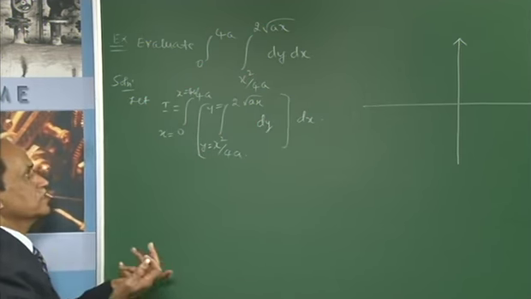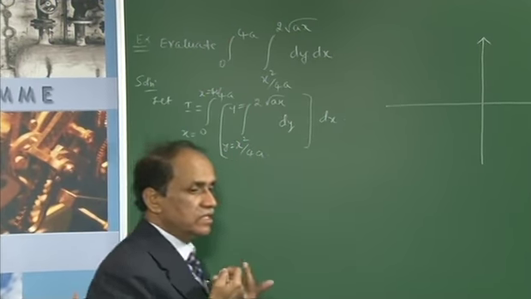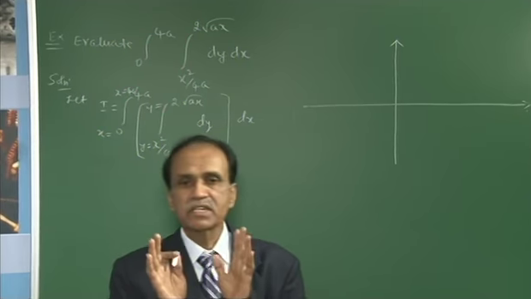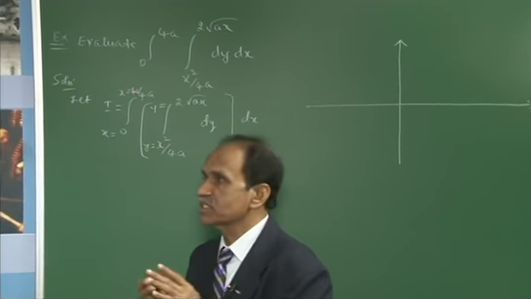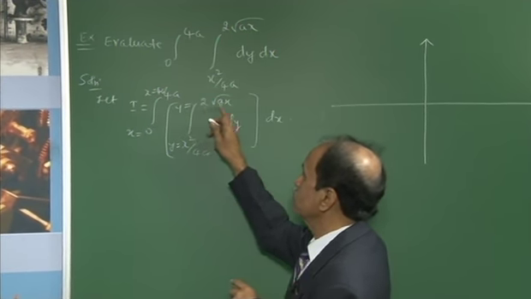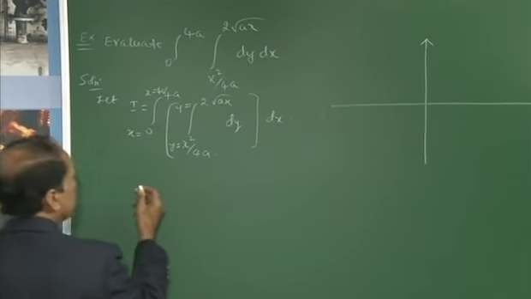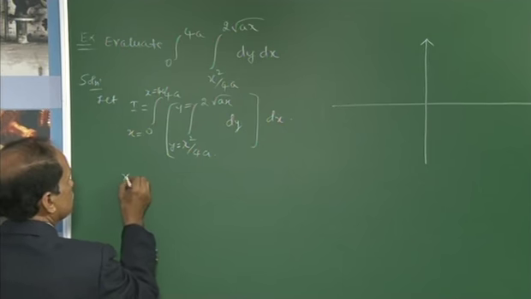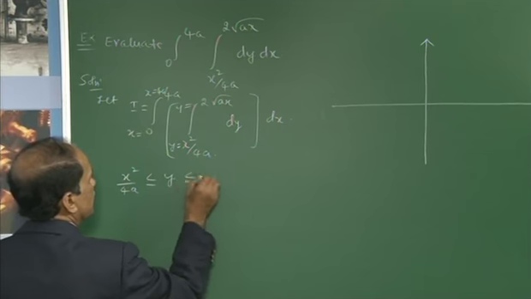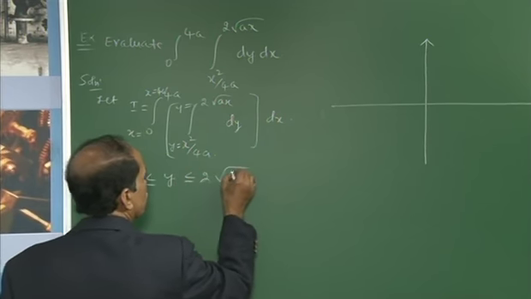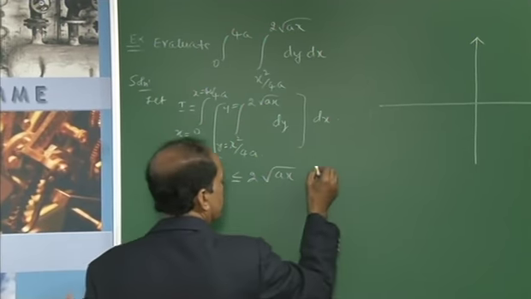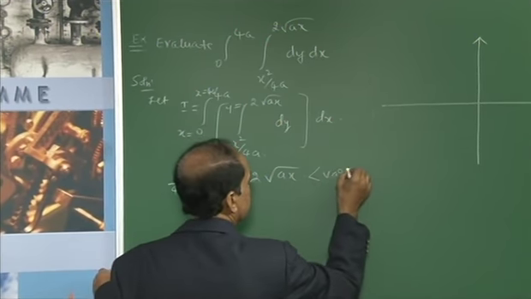In inequality symbols also you can represent these, both the double integral, even triple integral, even single integral also, by means of inequalities. For example, this x square by 4a and 2 root of ax, you can indicate like that: x square by 4a less than or equal to y less than or equal to 2 root of ax. This is for variable limits. Therefore, I call these variable limits.